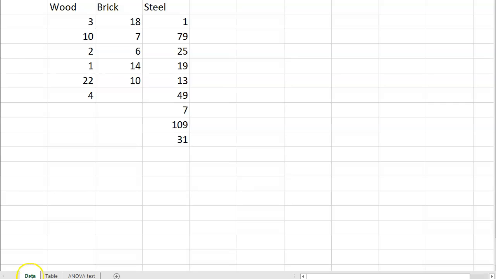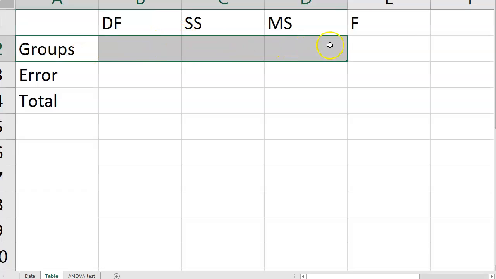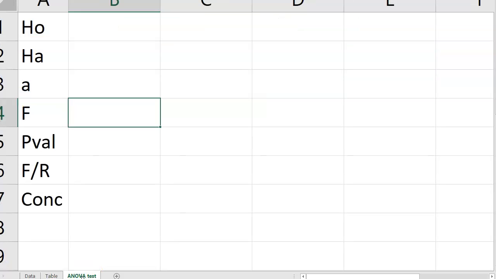So I'm going to put the data in this tab. This tab I'm going to use for the table. And let's go ahead and color these with the color scheme that we were using before. I mean, in real life, people don't actually color their ANOVA table, but this will help show the pattern that we were looking at. And here I'm going to do my ANOVA test.